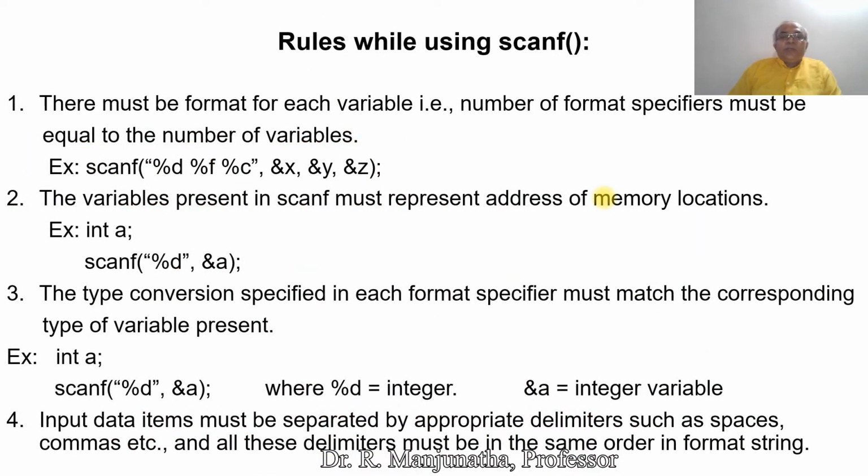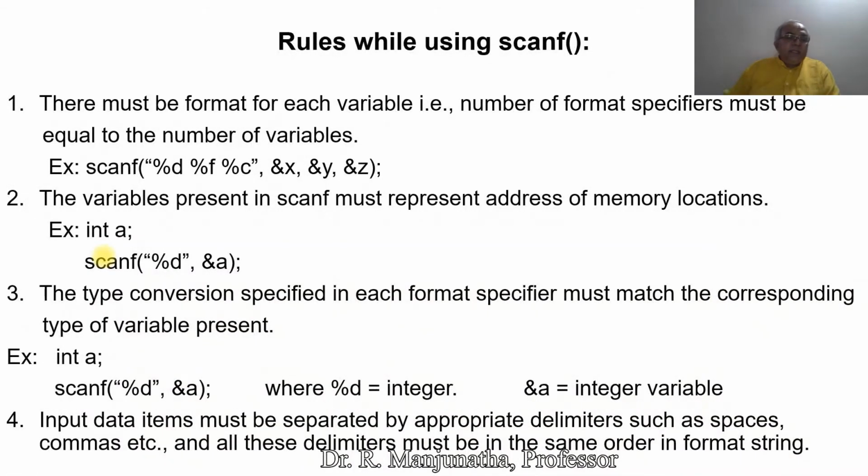Then, rules for using the scanf statement. What are the rules which are going to be applied? There must be a format specifier for each variable, that is, the number of format specifiers must be equal to the number of variables. So %d, %f and %c are the 3 format specifiers, and the variables are &x, &y and &z. The variables present in scanf must represent the address of memory locations. So in such cases, if int a has been declared, then the format specifier is %d with &a.